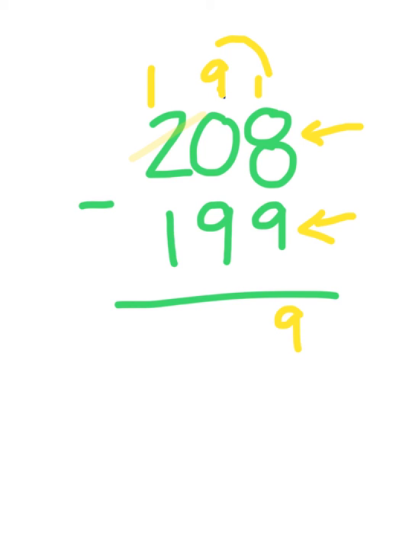9 minus 9 is 0. And 1 minus 1 is 0. So our answer to the problem is 9. Did you get it?